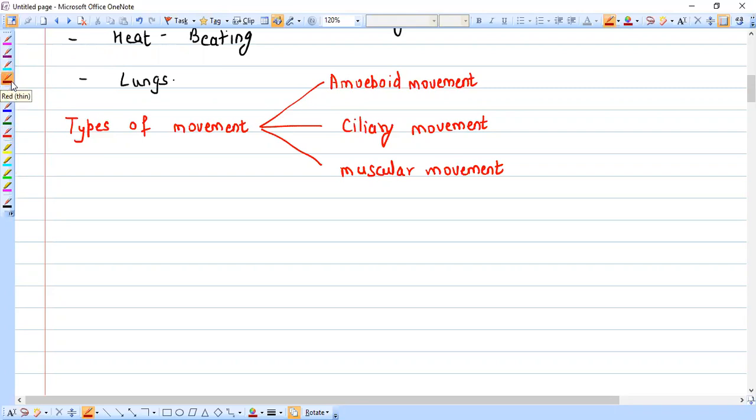So let's talk about this. Amoeboid movement is seen with the help of pseudopodia. So the amoeba is the most important organism. Then even our WBCs, the white blood corpuscles, don't have a fixed shape, no regular shape as such. They also show amoeboid movement so that they can travel through blood capillaries and squeeze out.